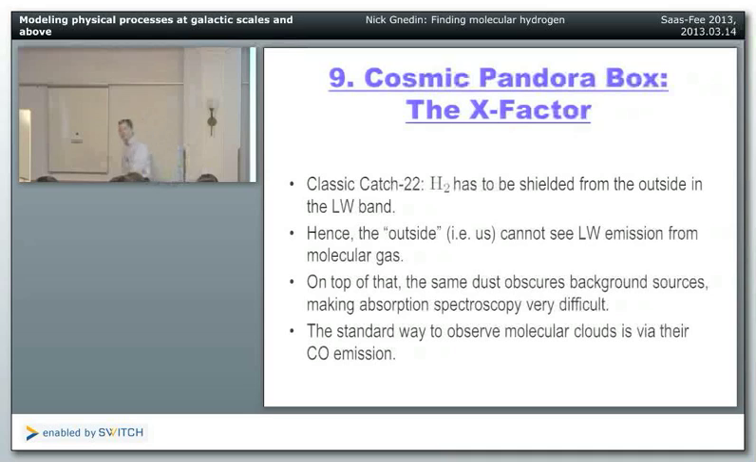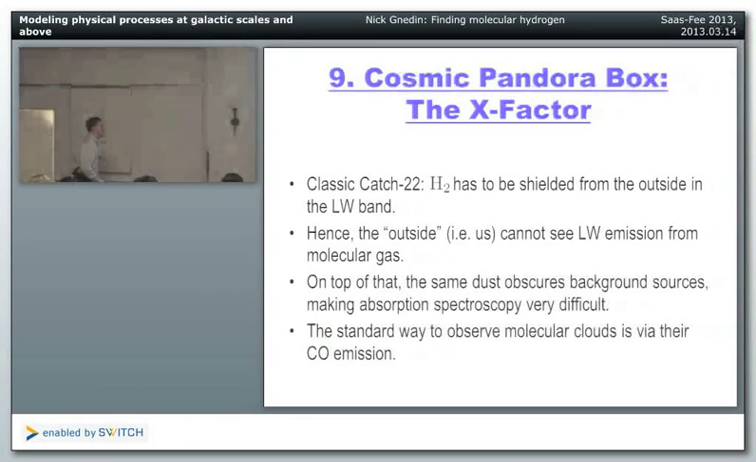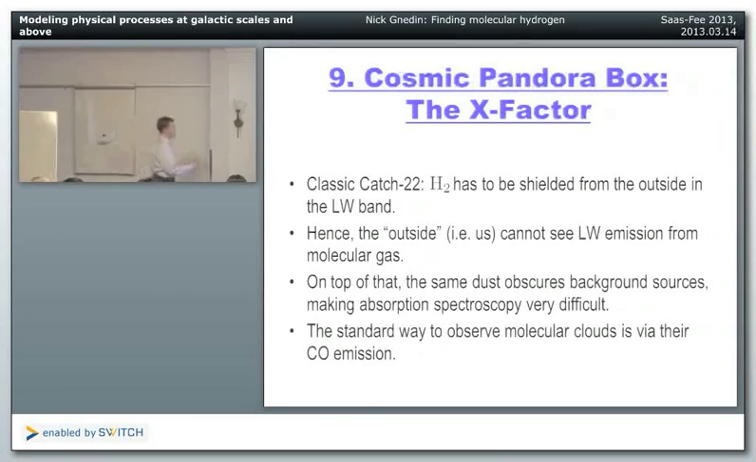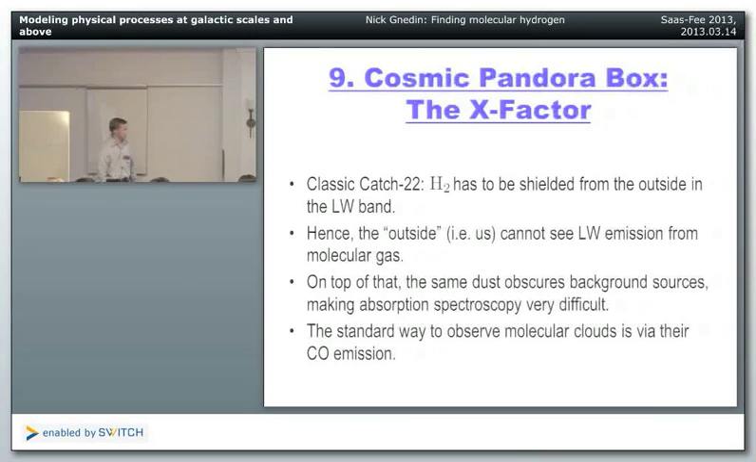So we now go to the last part of my piece on the ISM. My next lecture will be on formation, and that's called the cosmic Pandora's box and its X factor. I'm going to go a little bit fast because I think we are running out of time.